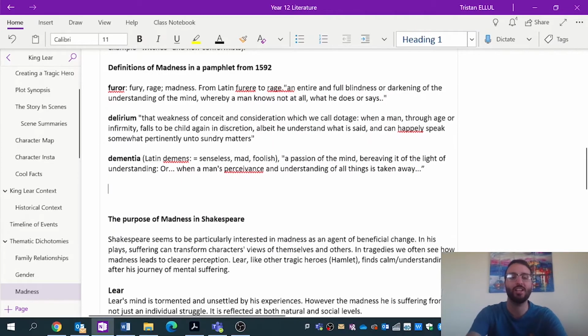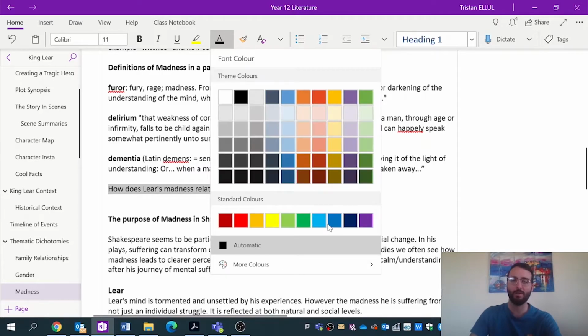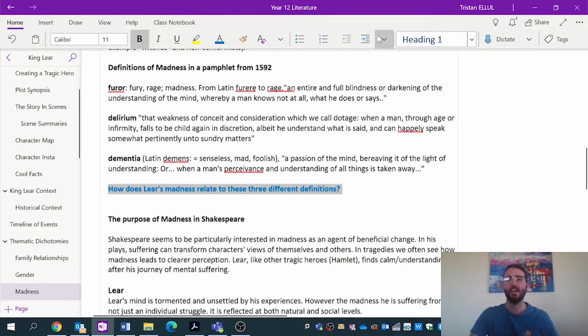So there's a question I want you to answer here. How does Lear's madness relate to these three different definitions? And again, we'll talk about this in one of our online sessions this week, but I want you to have a think about Lear's madness. How does that relate to these definitions?